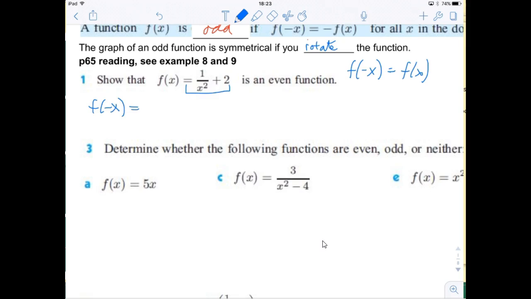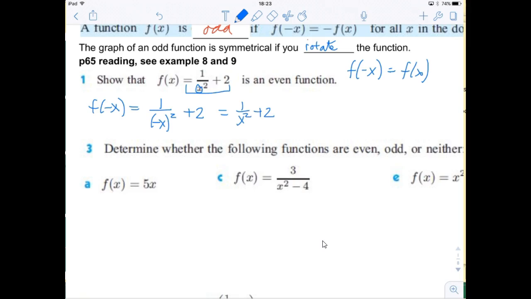So what we're going to do is replace every instance of x, and we're going to put in parentheses negative x squared. And remember to put in the parentheses, especially inside of the squared, because whether you put parentheses or not, it's going to make a difference. Negative x times negative x is actually x squared.